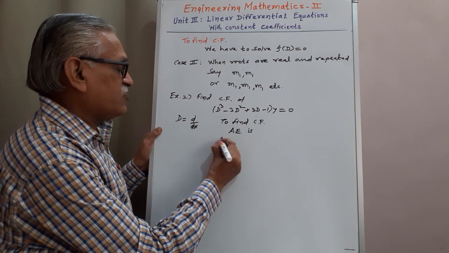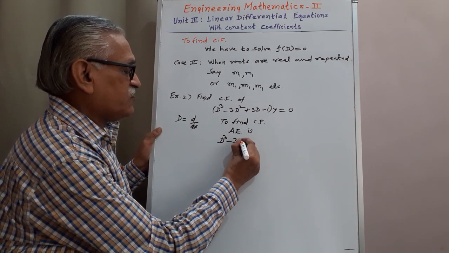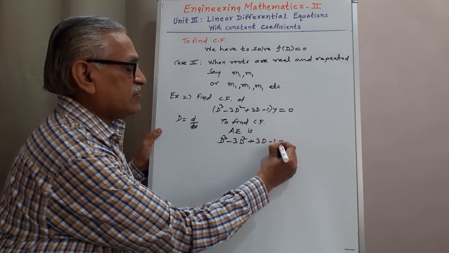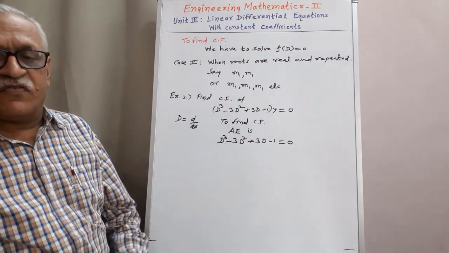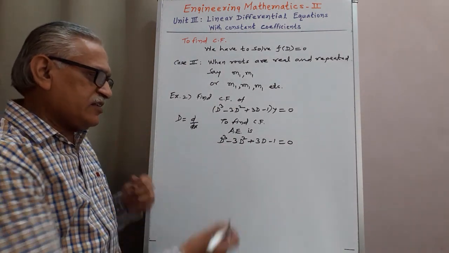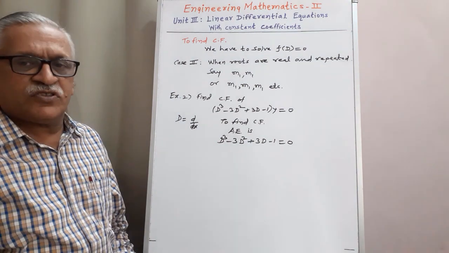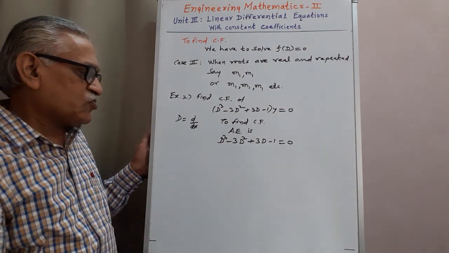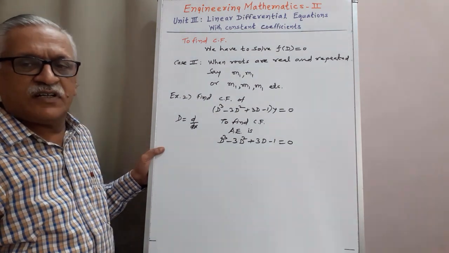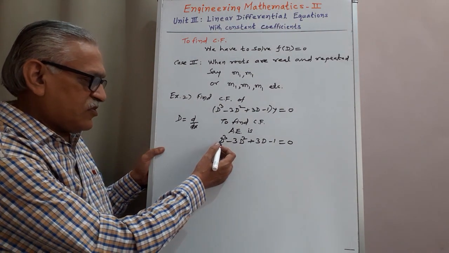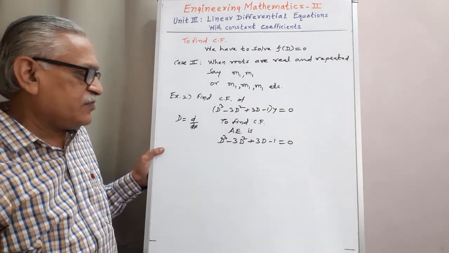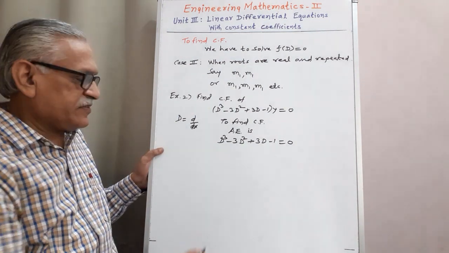The auxiliary equation is D cubed minus 3D squared plus 3D minus 1 equals 0. Equating that polynomial to 0, and then obtaining the three roots by solving it. And to solve it, we have to apply synthetic division. If the order of the differential equation is 3 or more than 3, we are supposed to apply synthetic division.